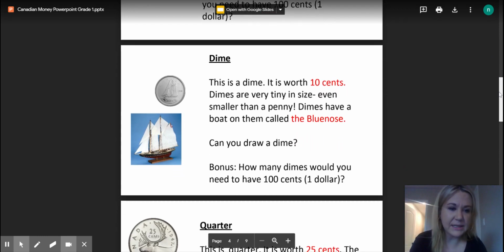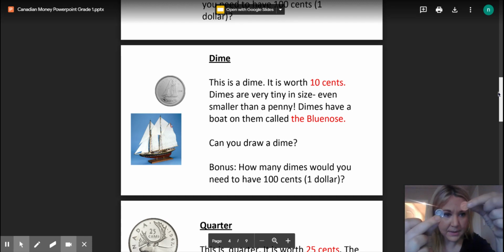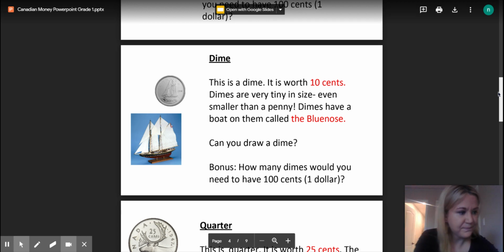Next is a dime. It is worth 10 cents. Dimes are very tiny in size. Here's a dime. Okay, it's actually even smaller than a penny. So there's the dime, and there's the penny, and you'll see that the dime is smaller. See, it's a little bit smaller than the penny.